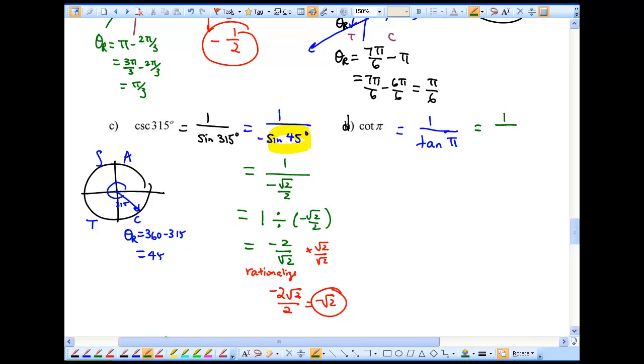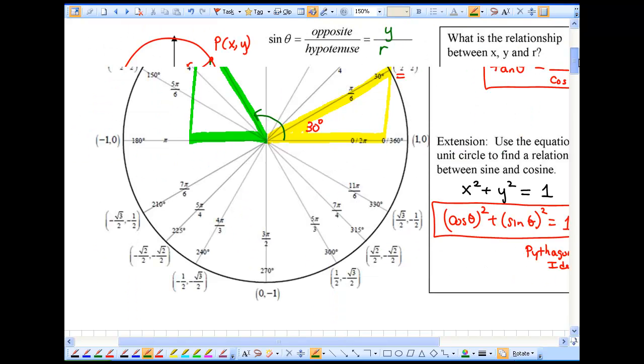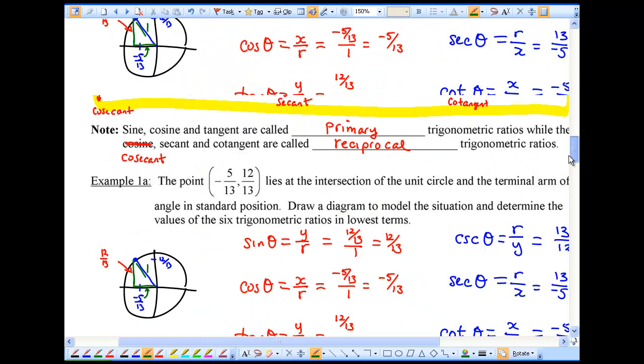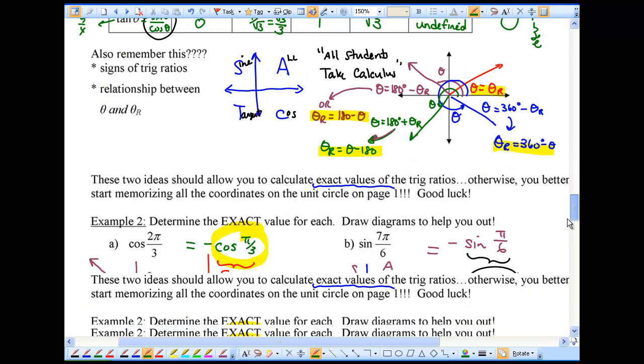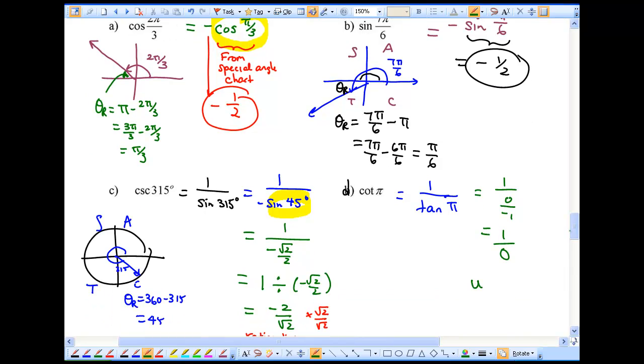So all you need to do is go back to your unit circle drawing on page 1 and look for where pi is. Oh yes, pi is right here at 180 degrees. Well, the y and the x, 0 and -1. Perfect! Back to our notes. So that's 0 over -1. That's 1 divided by 0. And what's 1 divided by 0? Yeah, that's undefined. Trippy. But that's the answer.